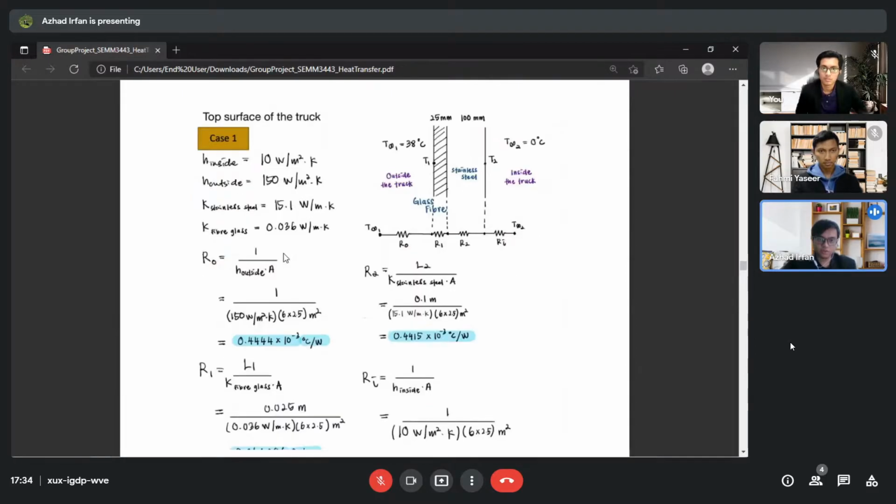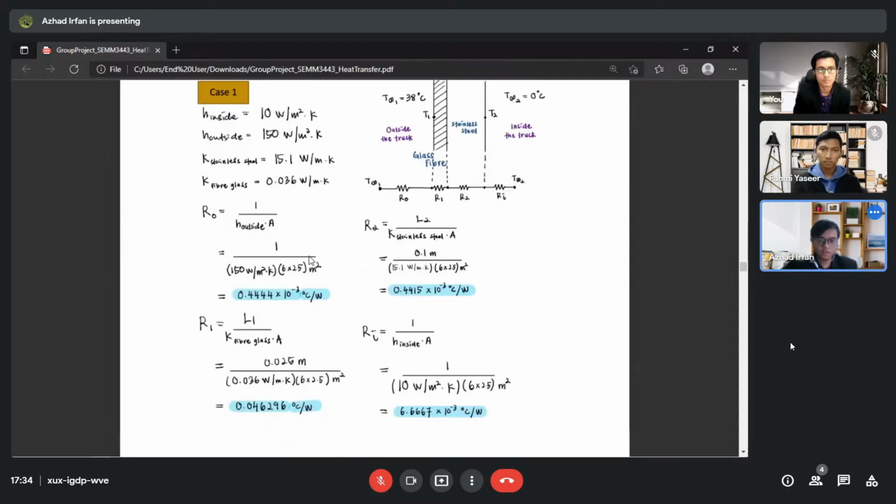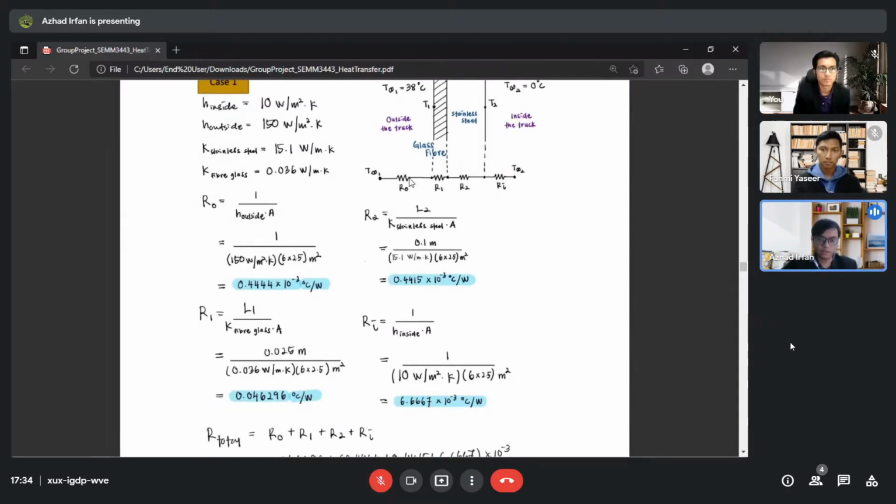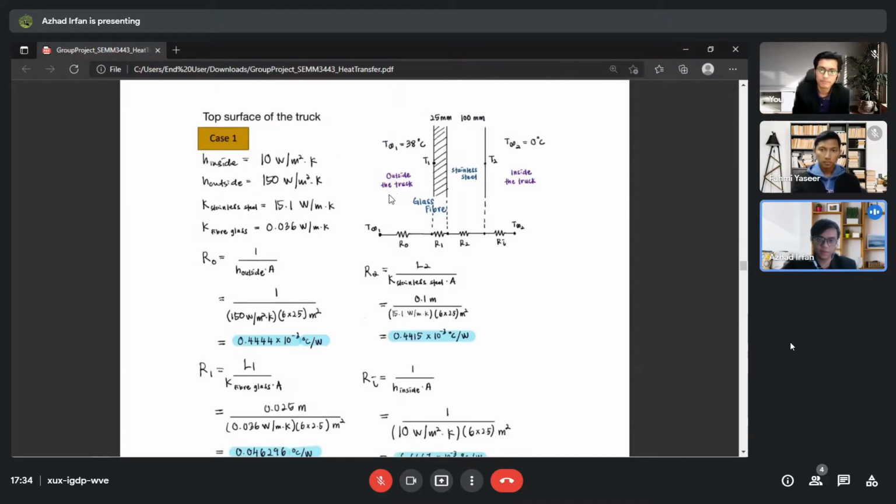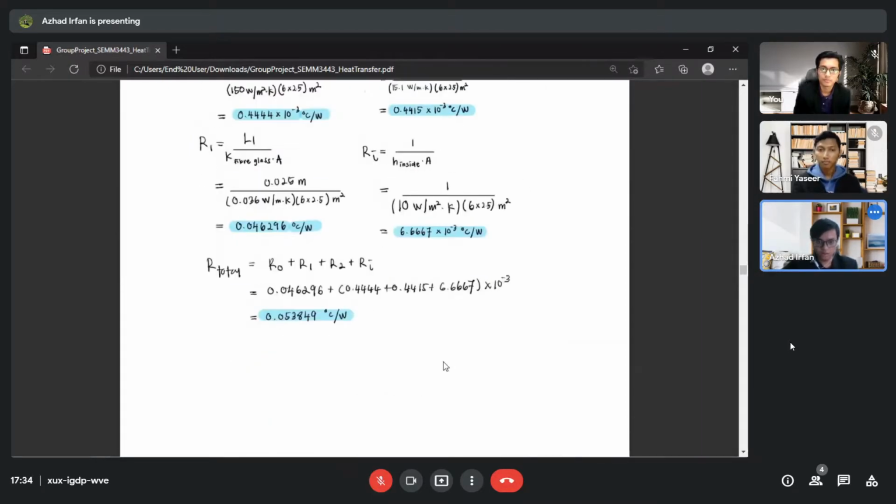Okay, we move on to the top surface of the truck. Same as before, for the side of the truck, we include all the parameters and also the figure. The figure is also the same as for the side of the truck, and we first calculate the R value for each part from the outside: glass fiber, stainless steel, and inside of the truck. We add them all and obtain this value using this equation.